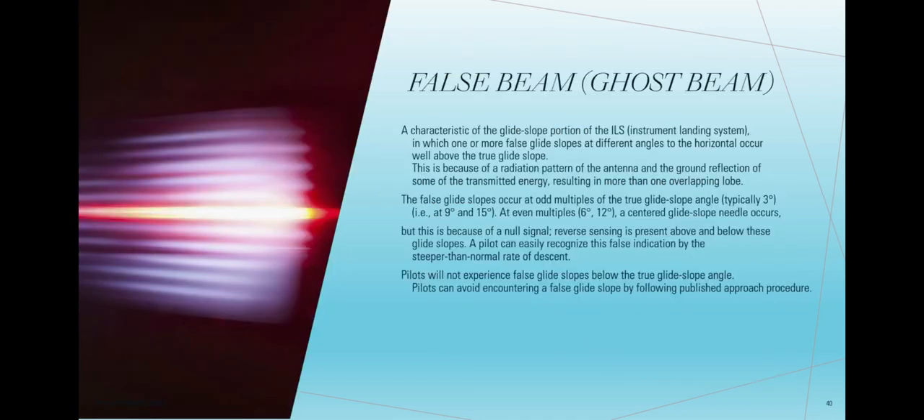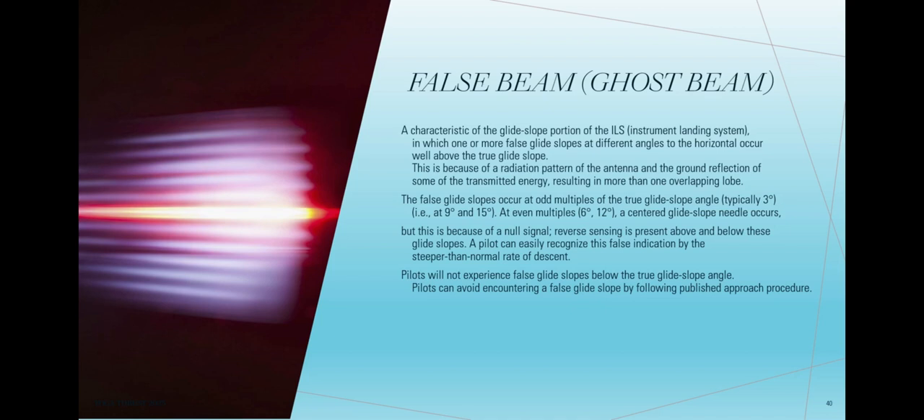False beam, ghost beam. A characteristic of the glide slope portion of the ILS, instrument landing system, in which one or more false glide slopes at different angles to the horizontal occur well above the true glide slope. This is because of the radiation pattern of the antenna and the ground reflection of some of the transmitted energy, resulting in more than one overlapping lobe.